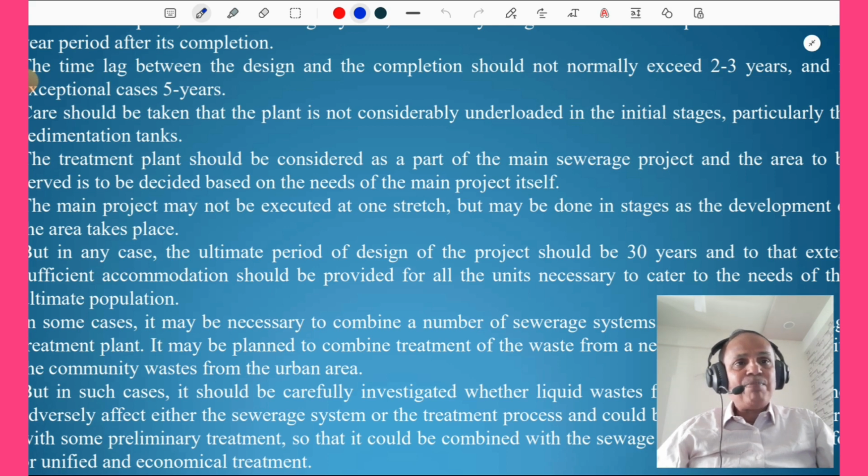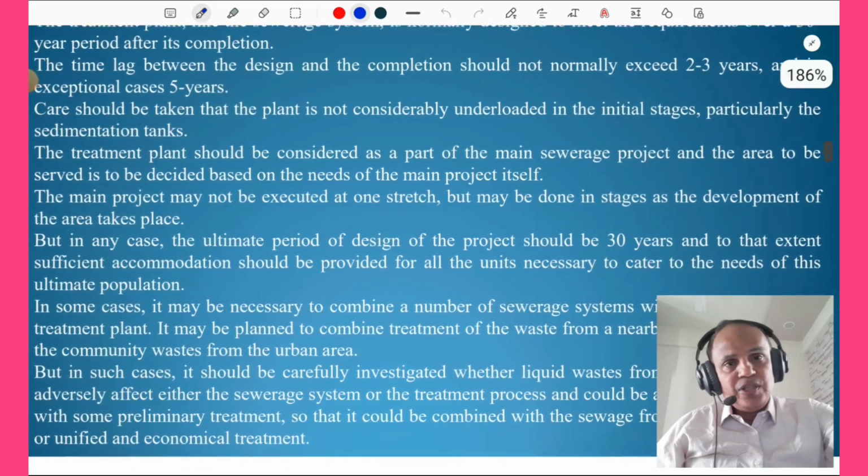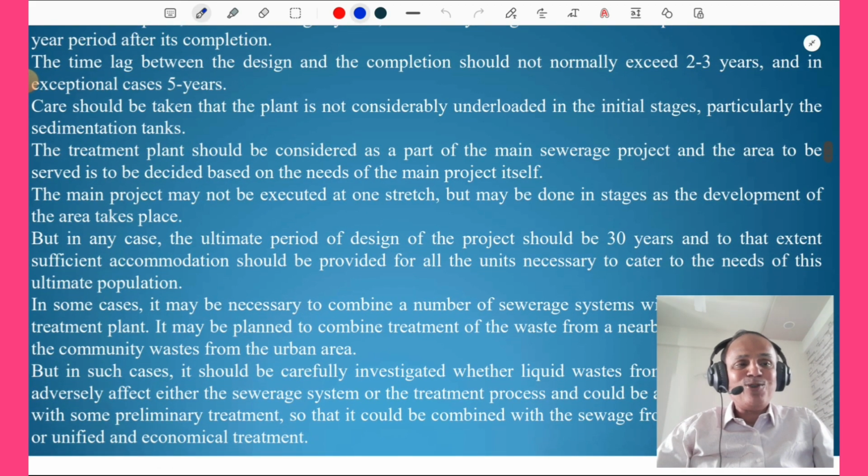Care should be taken that the plant is not considerably underloaded in the initial stages, particularly the sedimentation tanks. So, sedimentation is also here, like in water supply engineering. The treatment plant should be considered as a part of the main sewerage project, and the area to be served is to be decided based on the needs of the main project itself. The main project may not be executed at one stage, but may be done in various stages as the development of the area takes place. So, it can be developed in phases.